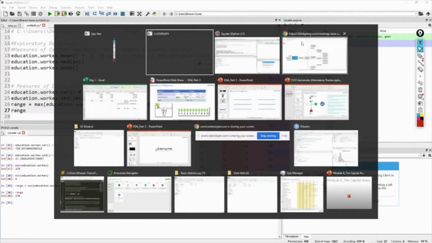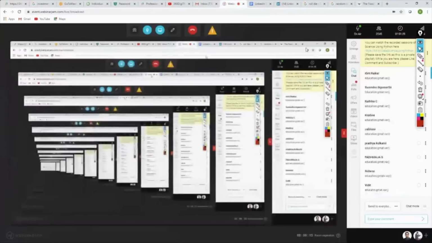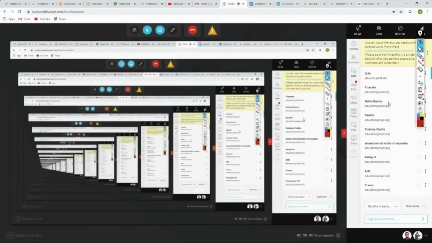Let me see the chat window. Wonderful. I truly appreciate your learning here. So we are learning the concepts. We are learning the math behind the scenes. And we are learning the Python code as well. And we are going to make best use of the 10 hours. Good. Thank you all, guys. Thank you all for responding.